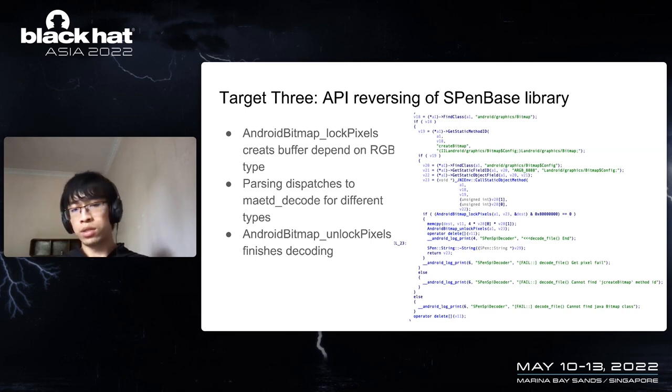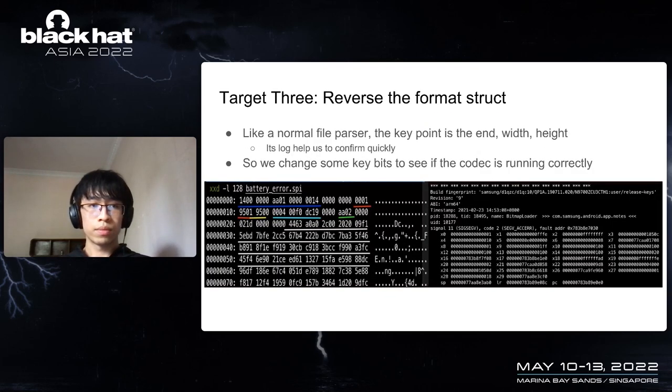Compared with the parsing logic of QMajor, you can find that there is some similarity in the processing logic of file parsing. So similar to many ordinary file parsers, the point of parsing basically lies in some boundary values like width, height, or the number of materials, the index of a material, or the size in the material. And Sensing likes to use logs, which help us to understand its logic quickly.